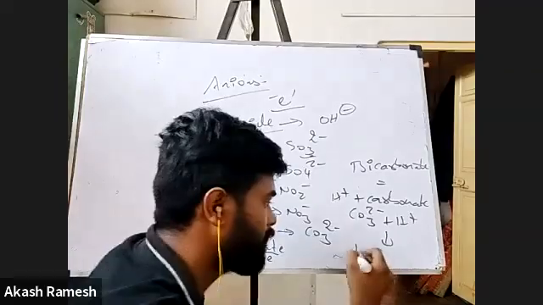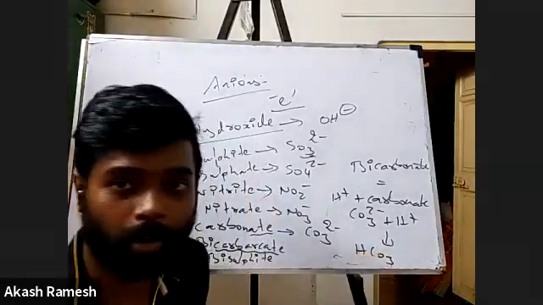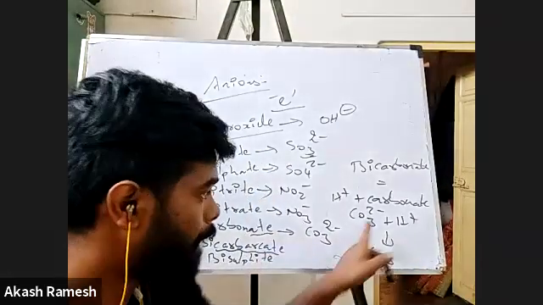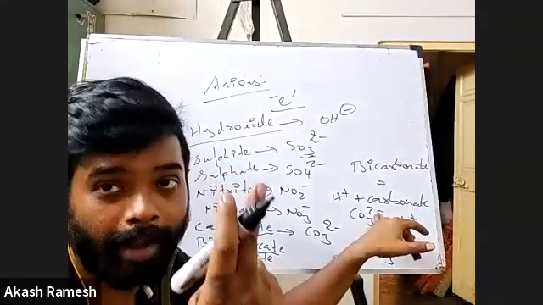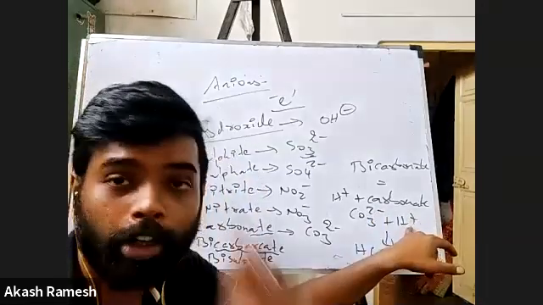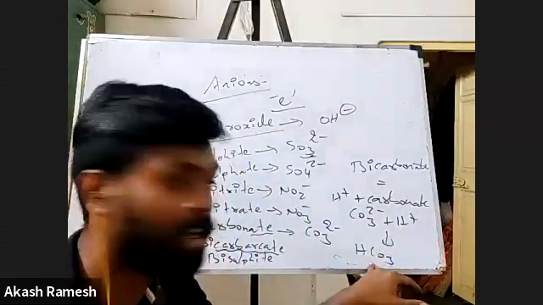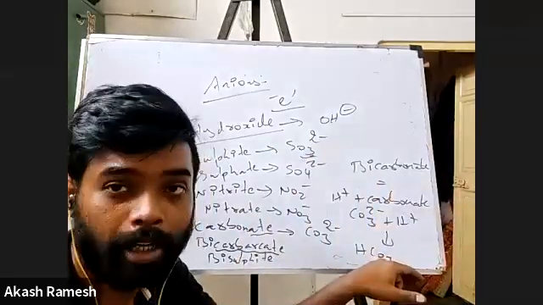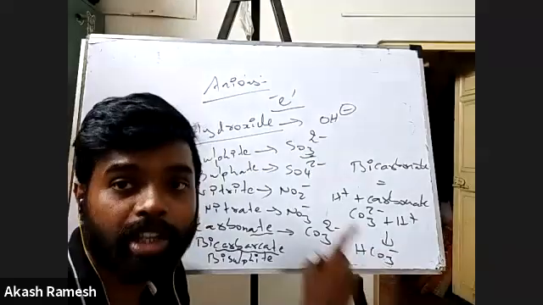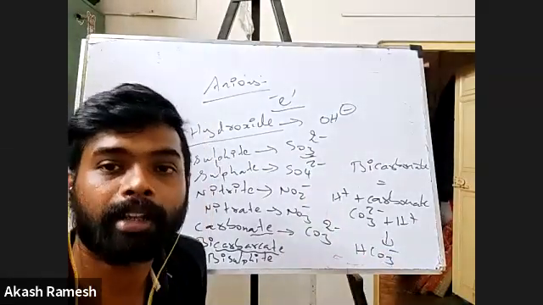HCO3 2 minus. HCO3 is correct. Okay. Now you see, you have the overall charge. Here the CO3 is having 2 minus and hydrogen is having 1 plus. So what should be the charge here? -2 plus 1. What will be the charge? -1. Exactly. So HCO3 minus will be the correct.